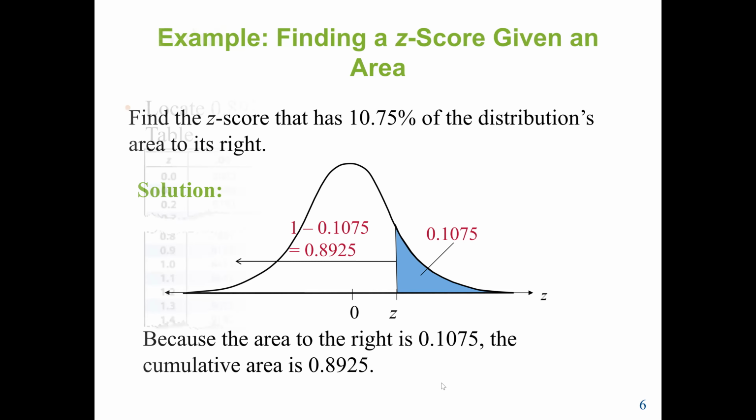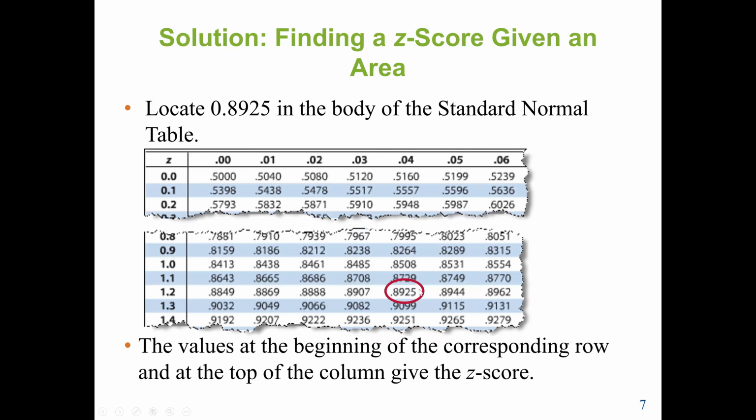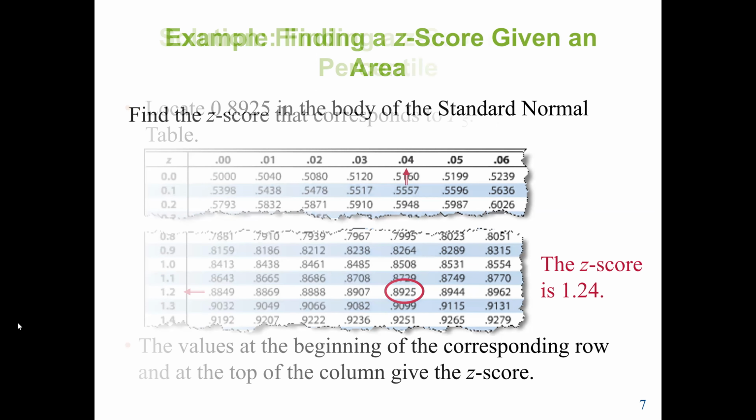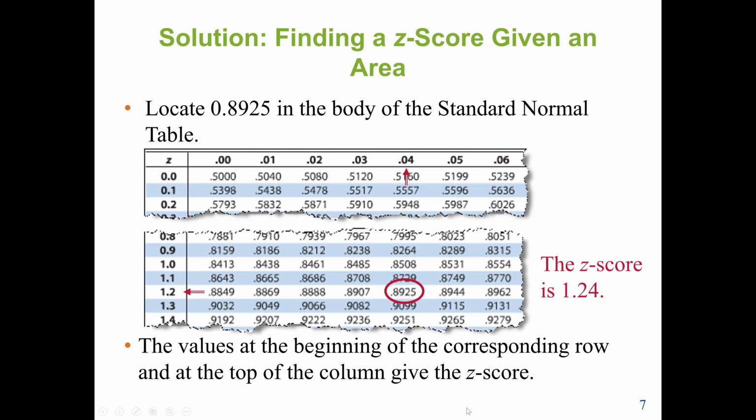Now we can use our table and we look for 0.8925. Again, here we have the exact value. If we don't have the exact value, we look for a value that is close to it. So the answer will be 1.2, here 0.04. So the answer will be 1.24. So the z value, or the z-score, is 1.24. Again, here we have to be careful.